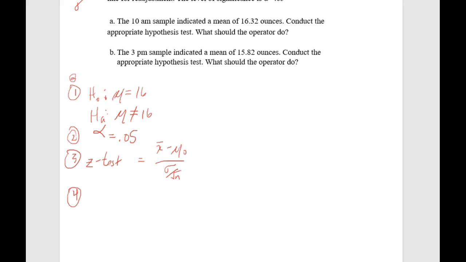So the rule for rejecting H naught. Let's see if I can draw in here. I haven't done this in a while. There. So this is our normal curve. And we have an alpha level of 0.05.